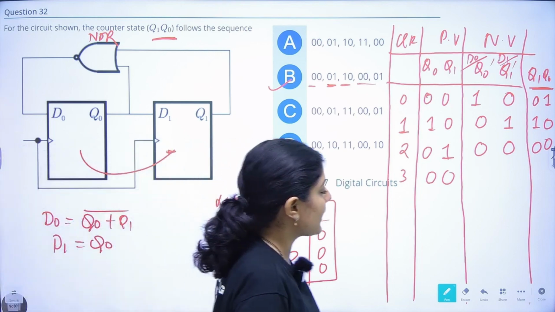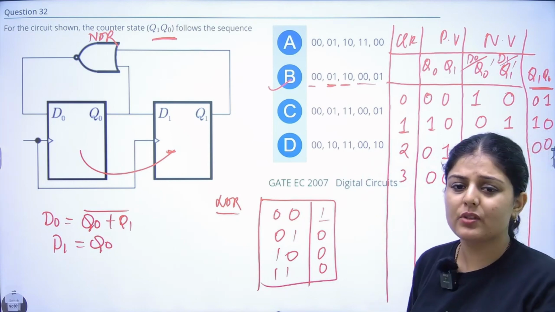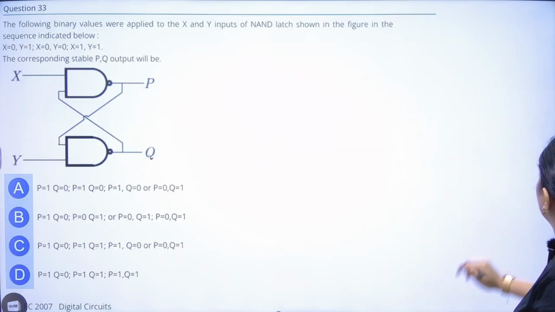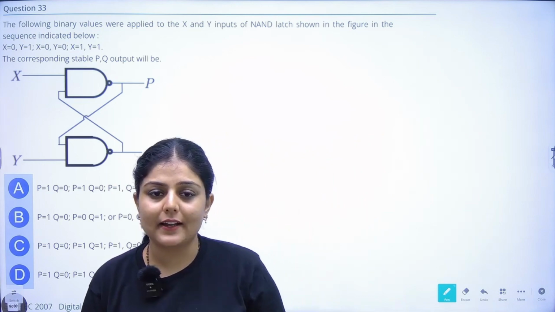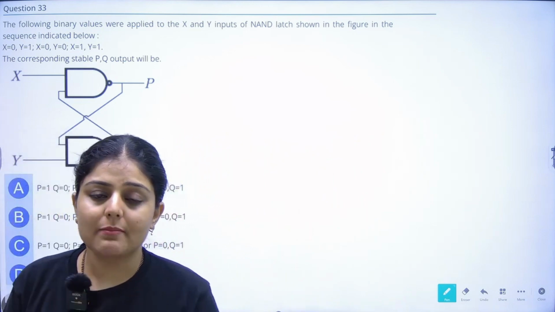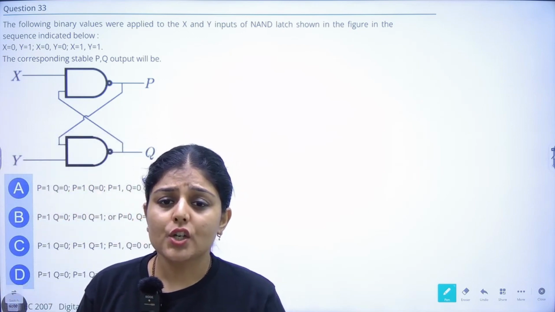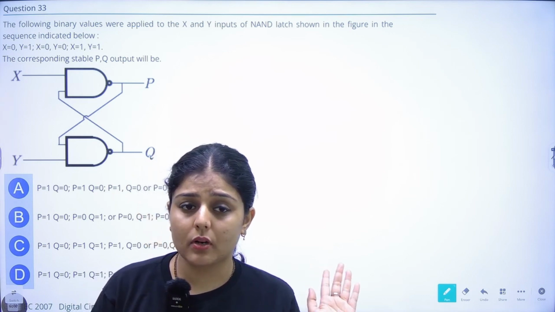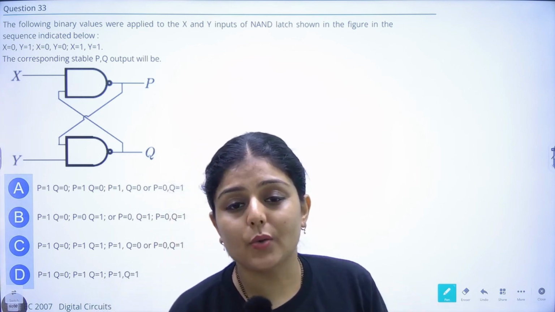Okay, moving on to the next question. Because we have done a similar kind of question multiple times, they are very easy now for us. Okay, the next question is a similar latch type of question. A NAND gate latch question is given. They have given you the following binary values applied to the X and Y inputs of the NAND latch shown in the figure, and the sequence is indicated below.